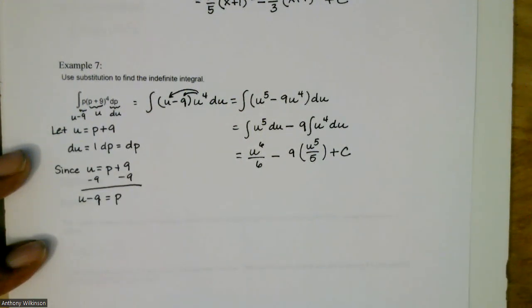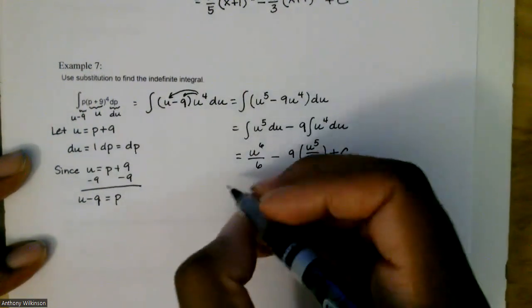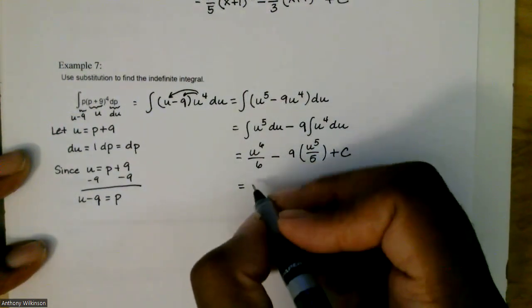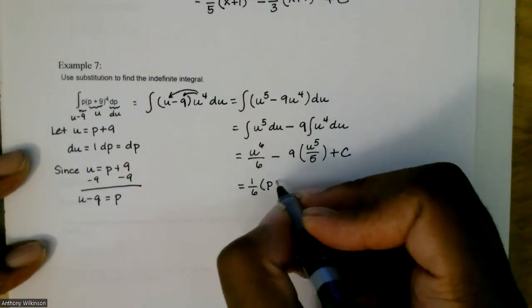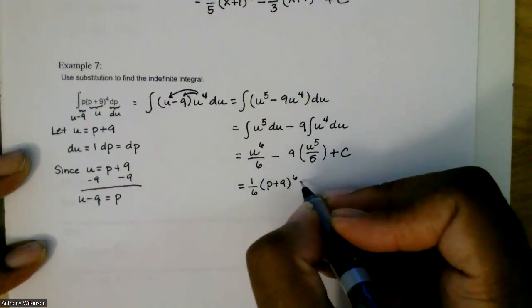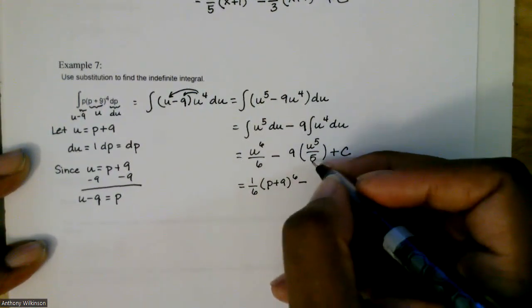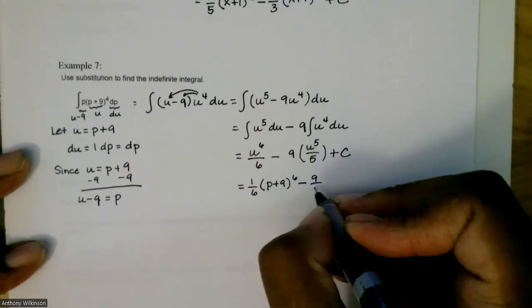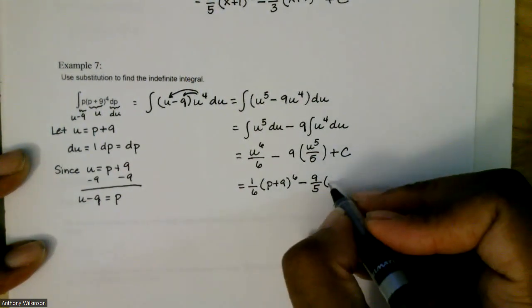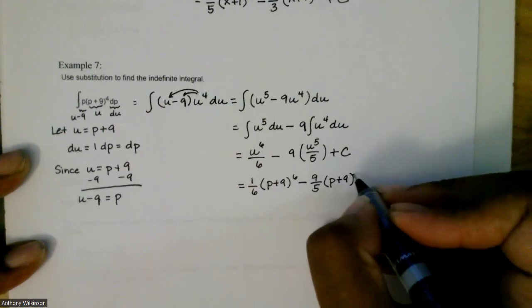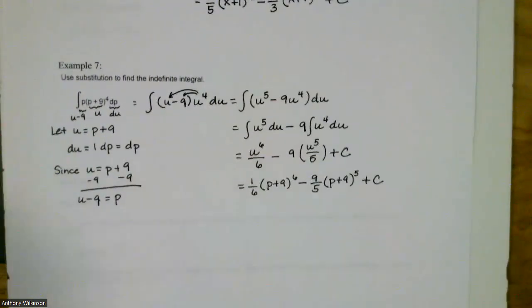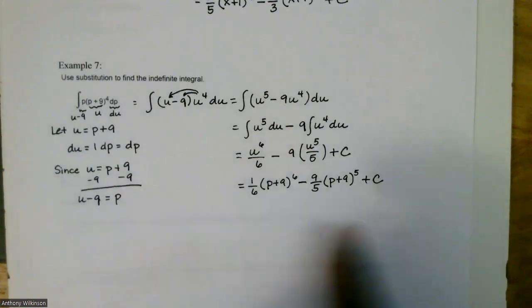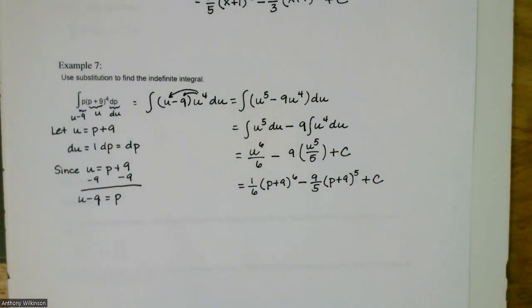Now, if I do the back substitution by replacing the u with that p plus 9, because the answer has to be in terms of p, this will be 1/6 times u, which is p plus 9, raised to the 6th, minus 9 over 1 times 1/5, which will be 9/5. And replace the u with that p plus 9, and it's going to be raised to the 5th, and plus c. Keep in mind, with all your indefinite integrals, you must include the plus c behind it.